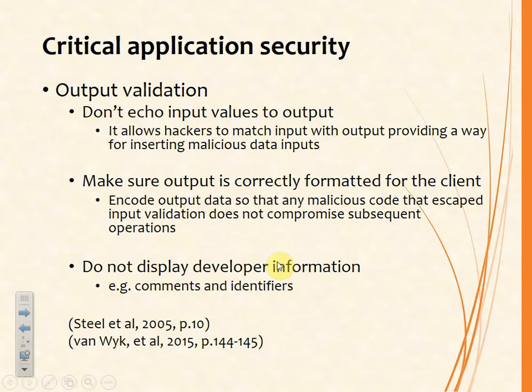Don't display developer information on output. Now that sounds a bit obvious, doesn't it? It's easy done. You don't provide one of your own custom messages, and so you get one of the standard messages. And what comes out of those standard messages will possibly include information about the internal workings of your application. Variable names, maybe table names in the database, and things like that.